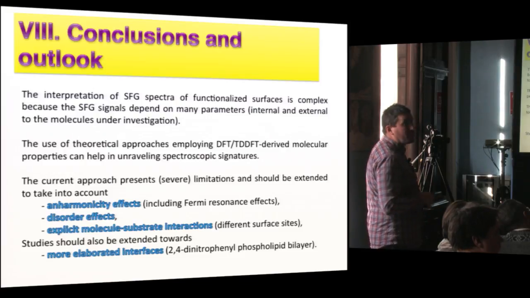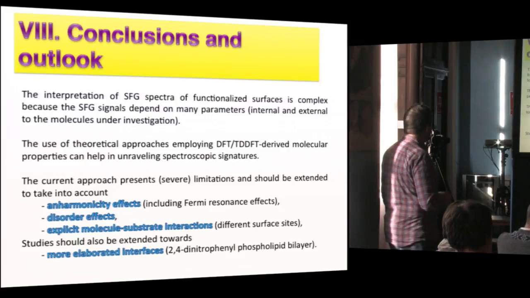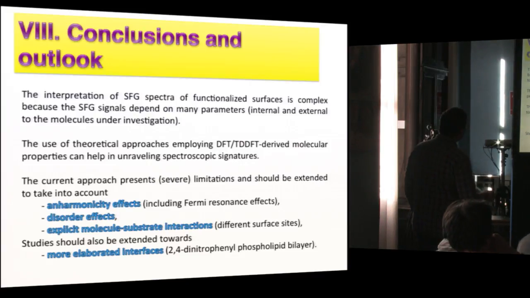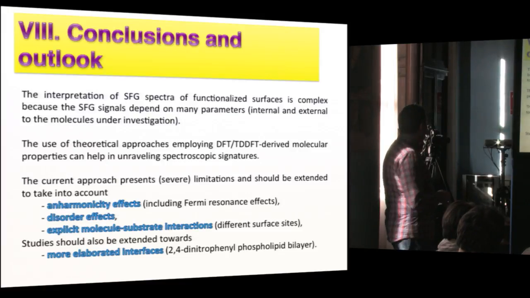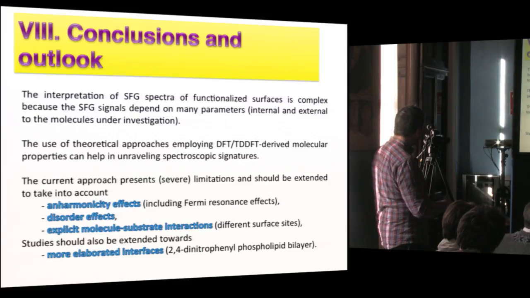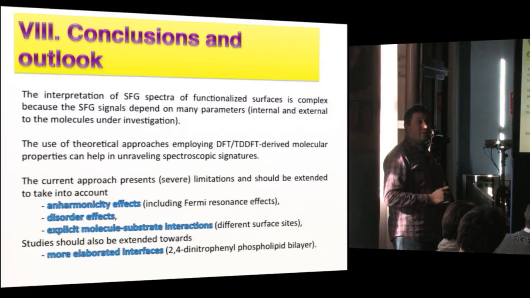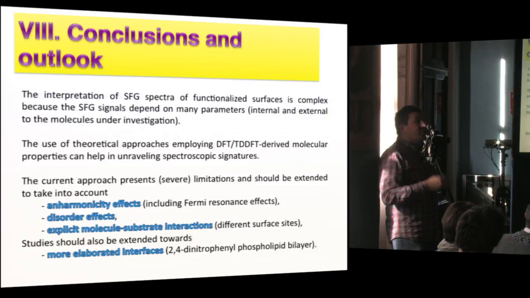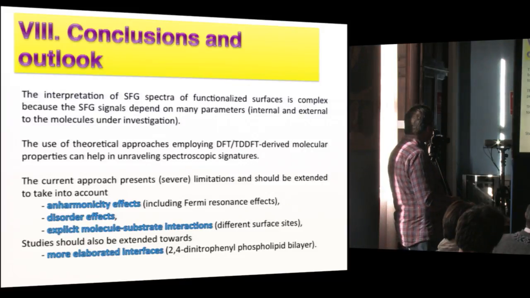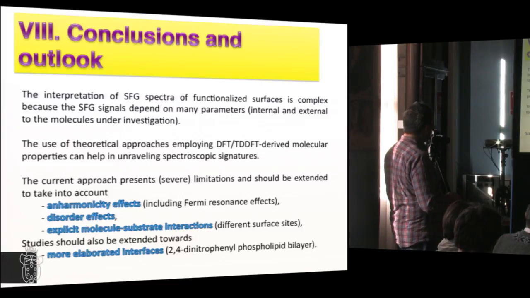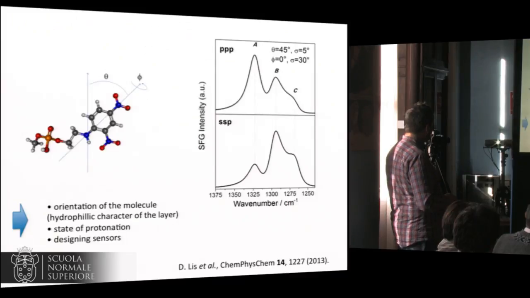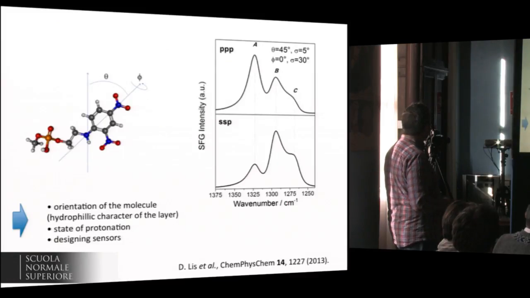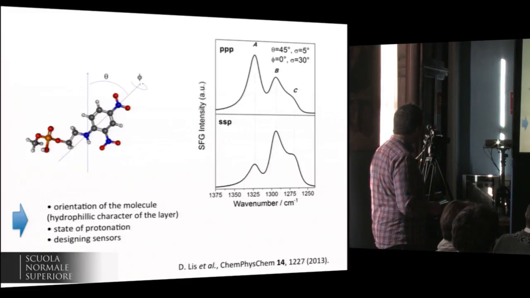But we know that we need to go much further in these simulations. There are at least two major effects that need to be included: anharmonicity effects, for which there are many recipes, and I do not need to go into these recipes to improve our simulation. Also, disorder effects are important. We considered a delta distribution for these angles, so we need to introduce some disorder. And we would also like to go towards more elaborate interfaces like phospholipid bilayers. This is just an idea of the things that we would like to do, and we have started.